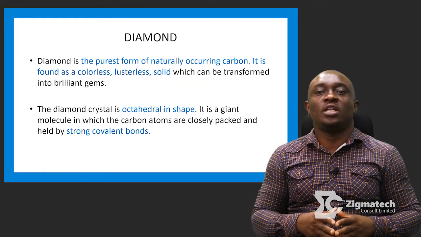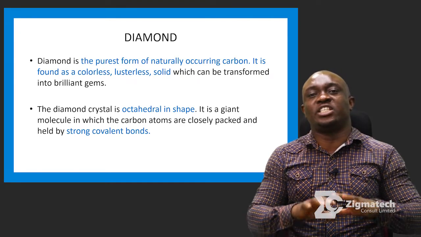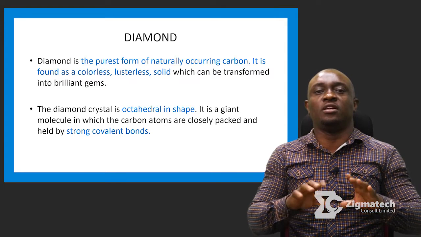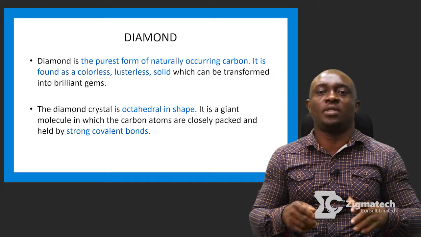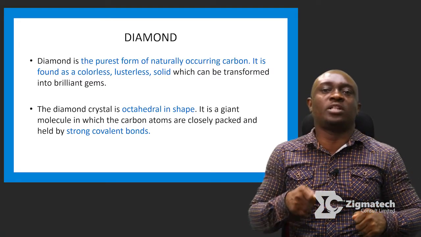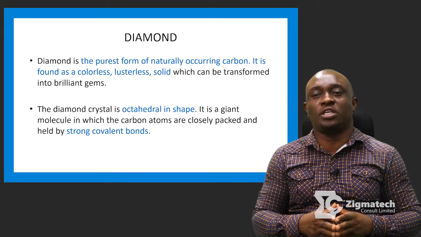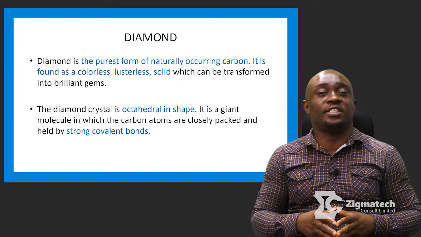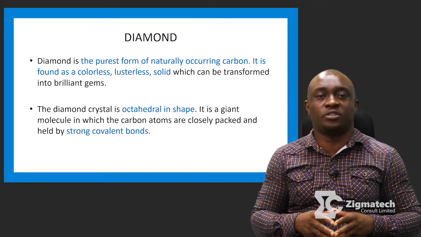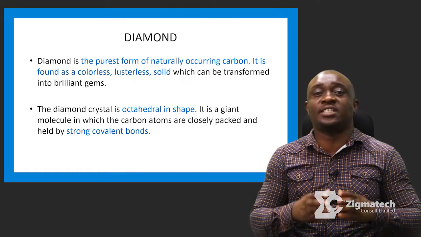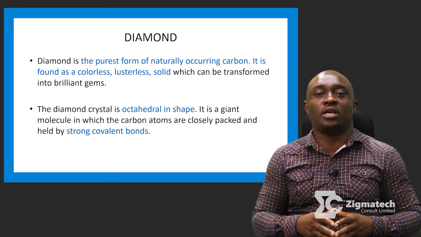Then two, they are lustrous in a way that they shine. When you see them, they glitter, they shine, light passes through them. Immediately you point light through them, they will definitely shine. Then diamond is solid. Remember, we said that diamond is the hardest substance known on planet Earth for now. There is no other substance harder than diamond on planet Earth.